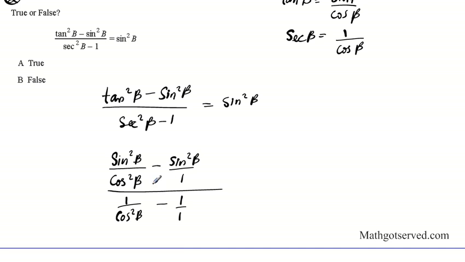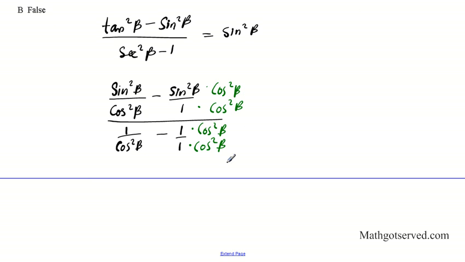Alright? Now I want to create an LCD in the numerator. To find the LCD, I want the LCD of cosine squared and 1, which is cosine squared, so I'll multiply this top and bottom by cosine squared b. In the denominator, we have the same scenario. I need an LCD. The LCD of cosine squared b and 1 is cosine squared b. So I need to change this into cosine squared b. So I'll multiply by cosine squared b top and bottom. Okay? And that gives us, so the question, we're still trying to see if that is equal to sine squared b, right?